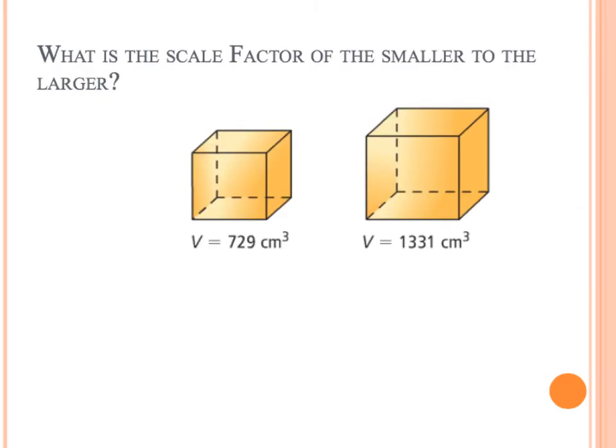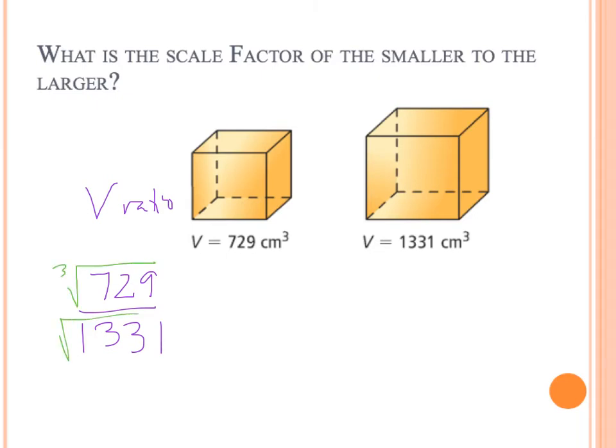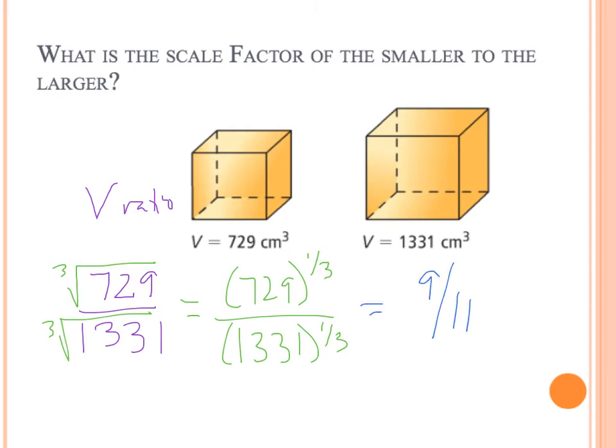Here's asking, what's the scale factor from the smaller to the larger? So I'm going to have my smaller number on top. Now if I want to work backwards, this is going to be my volume ratio. So instead of cubing it, I'm going to take the cubic root. Now if you do not have a cubic root button, that's the same thing as 729 raised to the 1/3 power, or 1331 raised to the 1/3 power. And if you plug that into your calculator, you get 9/11. That is my scale factor, so that would be my answer.